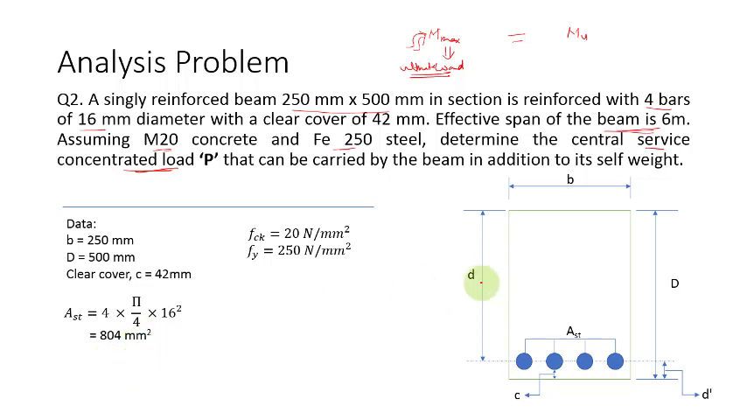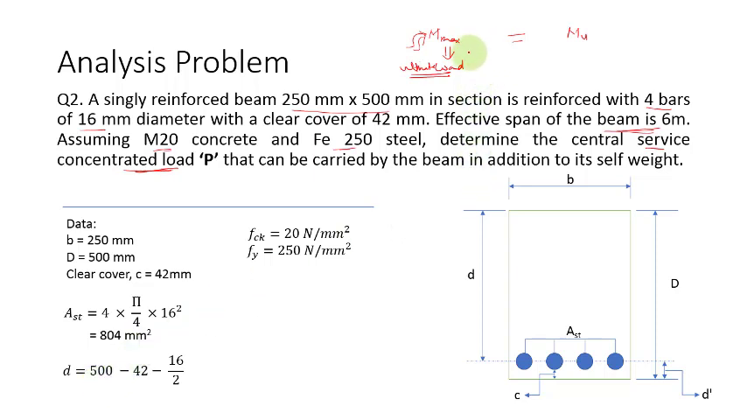We'll be computing the effective depth from this geometry. So what will be your effective depth? Overall depth minus clear cover minus diameter of bar by 2. The same thing has been done. 500 is the overall depth of the beam minus 42 clear cover minus diameter of bar divided by 2. This will give me the effective depth.